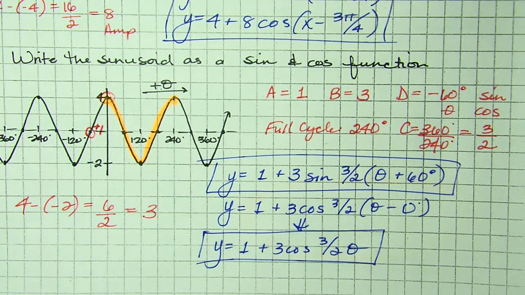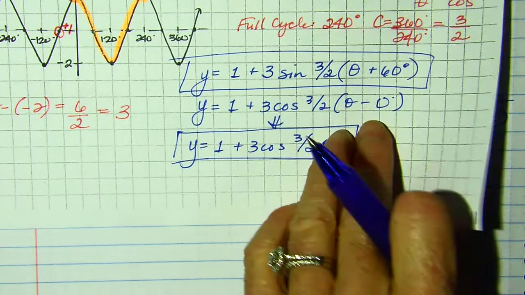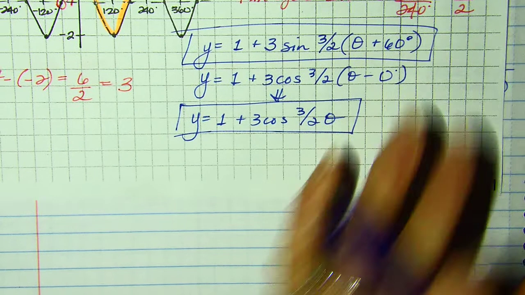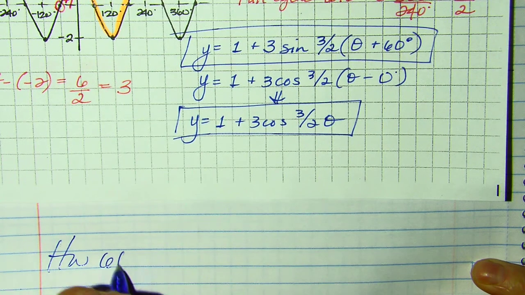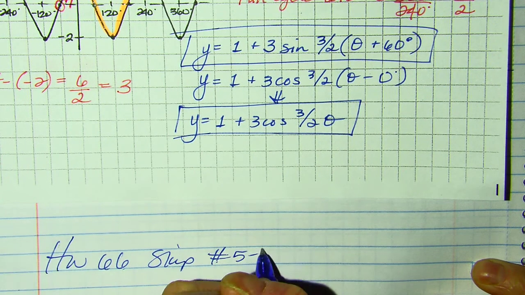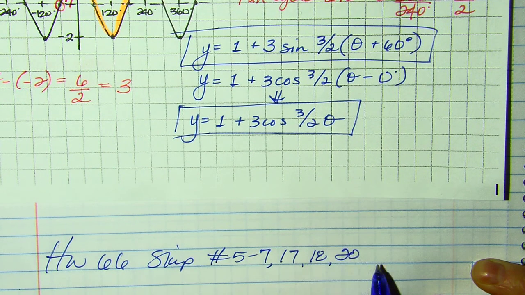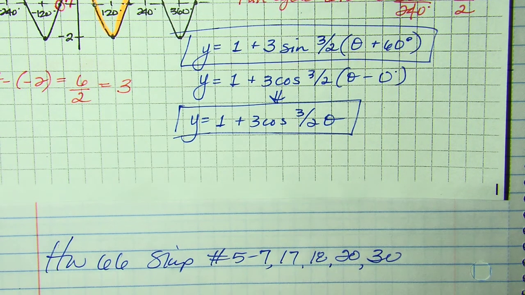So for our homework, I'll go ahead and write it on my notebook. We're going to, for homework 66, we're going to skip numbers 5 through 7, 17, 18, 20, and 30. Thank you.